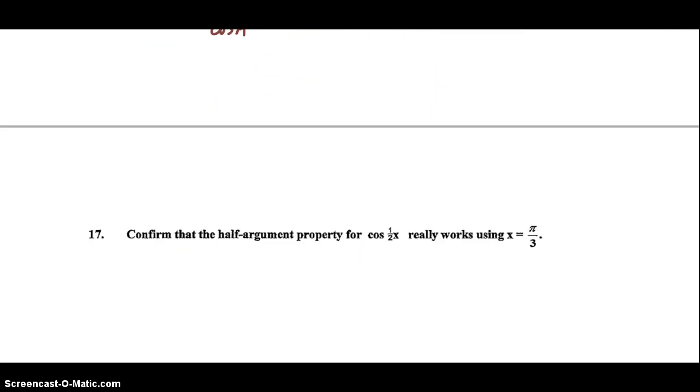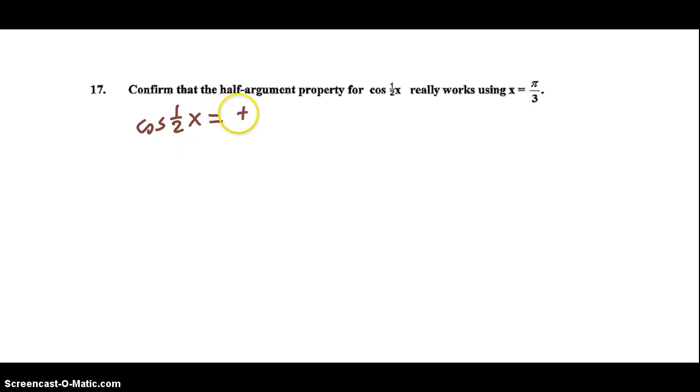All right. Number 17, confirm that the half argument property for cosine of half x really works using x equals pi over 3. Again, we've already done a few of these, right? So, cosine of half x. Remember, this is the plus or minus radical 1/2 of 1 plus cosine x. Okay. The plus or minus, the sign is going to be determined by where the half angle lives.